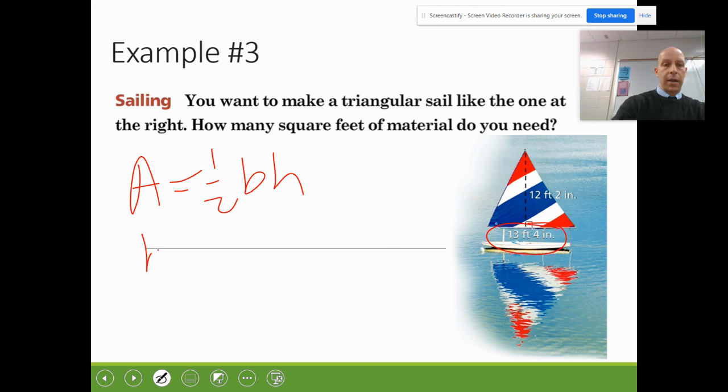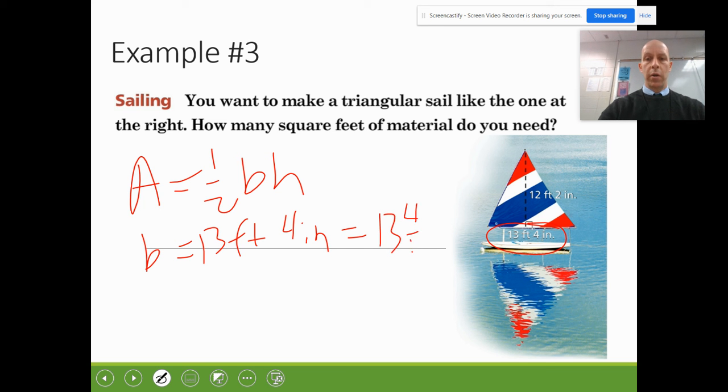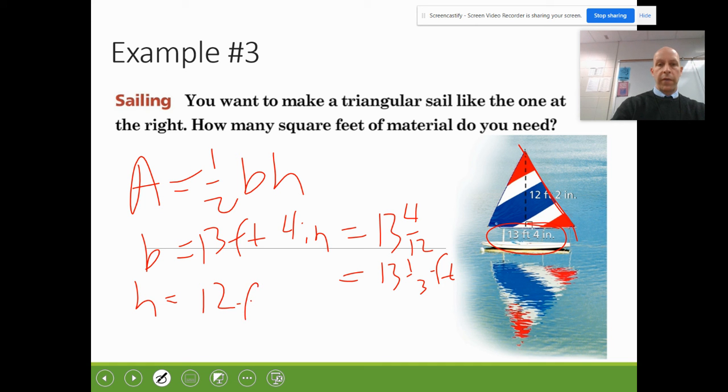Looks like the base length here is 13 feet and 4 inches. I'm going to convert the whole thing to feet. So that's going to be 13 4/12, or we could even convert that a little bit further. That'd be 13 1/3 feet. And then we need to convert this guy as well. So the height here is going to be 12 feet 2 inches. So 2 goes into 12 that'd be 1/6, so that'd be 12 1/6 feet.